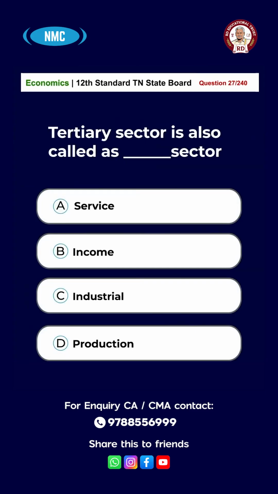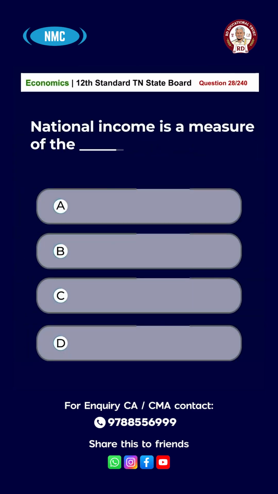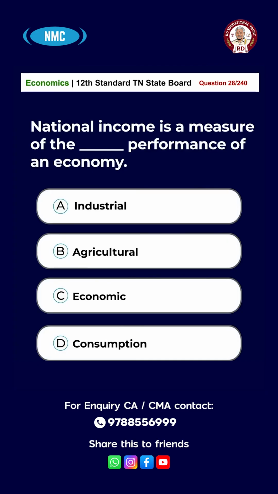Question 27. Tertiary sector is also called as dash sector. A. Service, B. Income, C. Industrial, D. Production. The answer is option A, service. Question number 28. National income is the measure of dash performance of a country. A. Industrial.